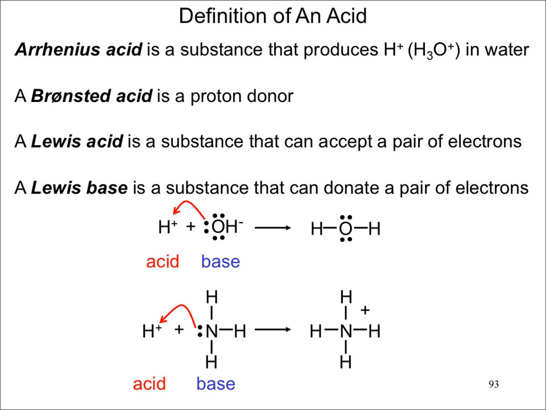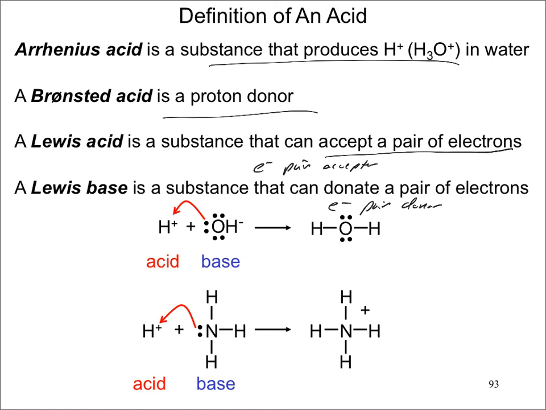There is a third one we're going to talk about, and that is Lewis acid-base theory. Lewis acids are substances that can accept a pair of electrons. So they're an electron pair acceptor. And a Lewis base is an electron pair donor. So Arrhenius acids and Bronsted acids are essentially the same thing, but a Lewis acid is completely different. Now, you can think of a Lewis acid as something that is electron deficient, and a Lewis base is something that is electron rich. So electron deficient and electron rich.